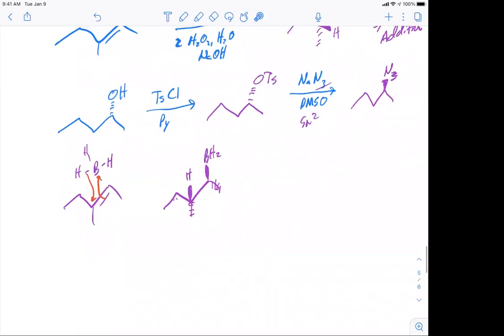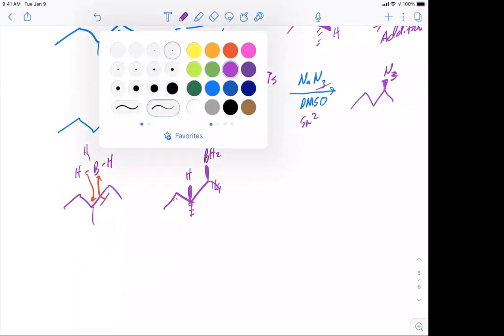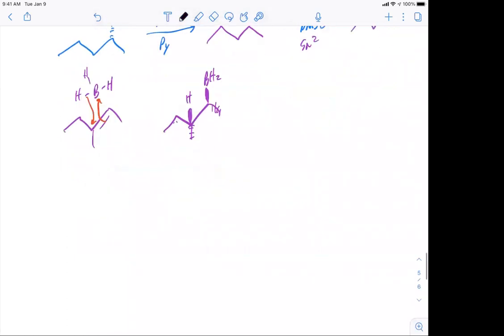Well, let's look at that example. That's a good question, and it's a little bit more complicated. If we look at this one, well, let's do a cyclic. Cyclics are easier. So let's do a cyclic. Okay, so let's say we take the bromine, and let's do water.